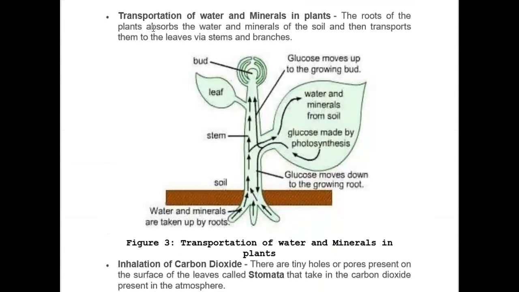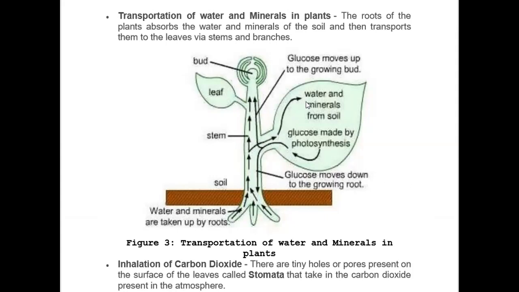Okay, so how the water and minerals are transported in the plant? As you can see that roots are over here. So from the soil, this root is absorbing the water and mineral. It is taking it up and transporting it to the leaf and to the higher parts of the stem and to the leaves, right? So what is the function of the root? To absorb the water and mineral and transport it to the different parts of the plant.